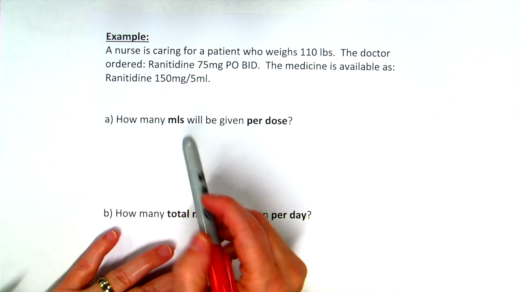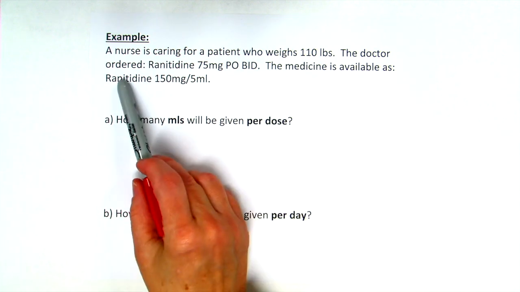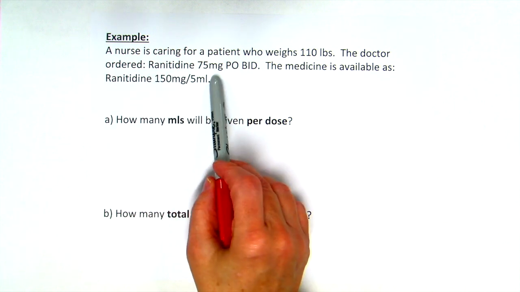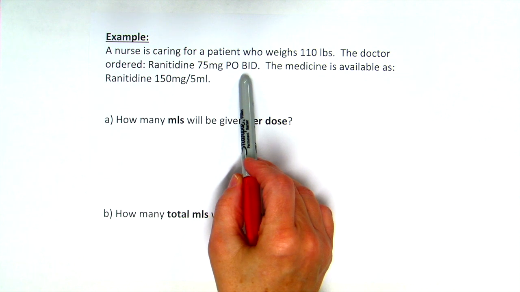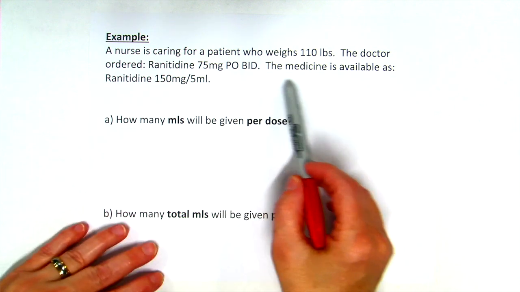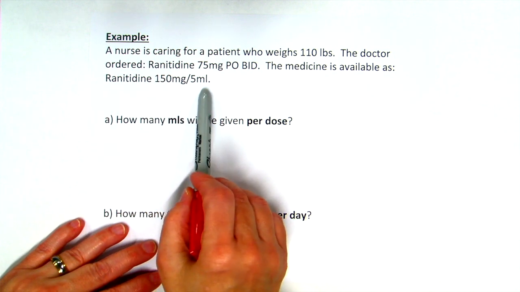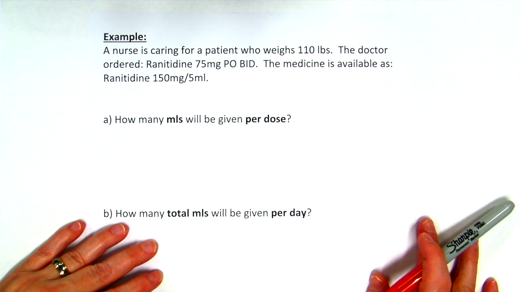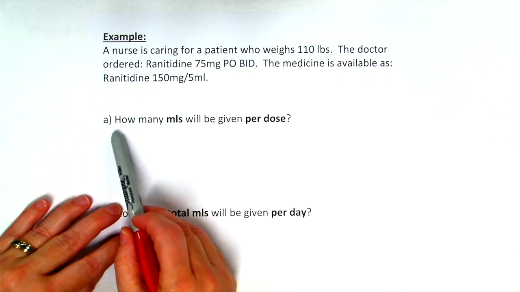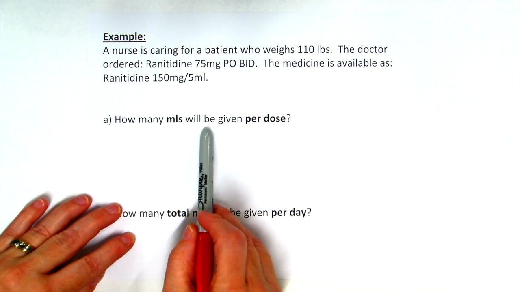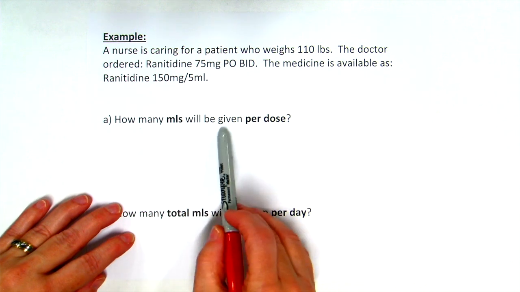All right, a nurse is caring for a patient who weighs 110 pounds. The doctor ordered ranitidine, 75 milligrams, PO BID, by mouth, twice a day. So there's, again, some abbreviations you're going to have to know. The medicine is available as ranitidine, 150 milligrams per 5 milliliters. Okay, so all the information that we need. For our part A, we're going to do 3 parts to this. How many milliliters will be given per dose?